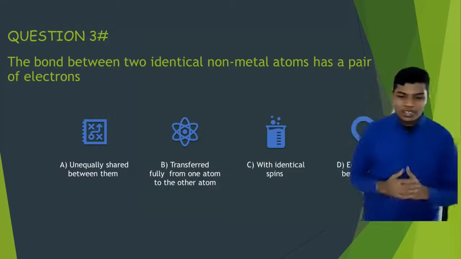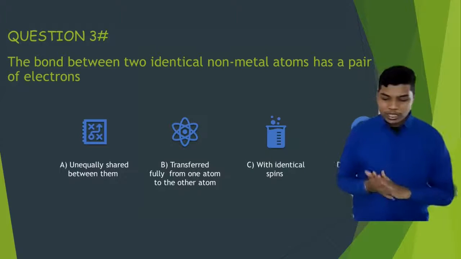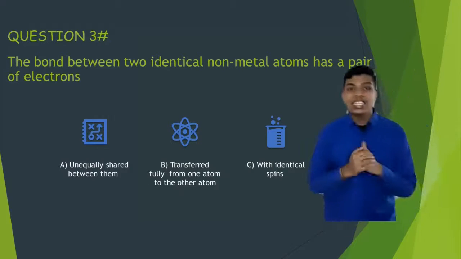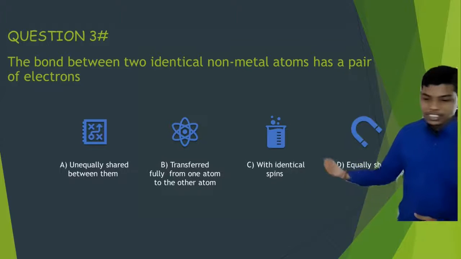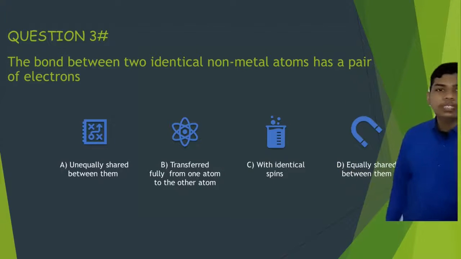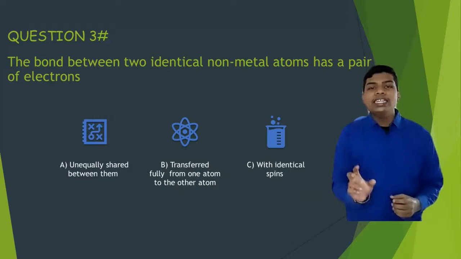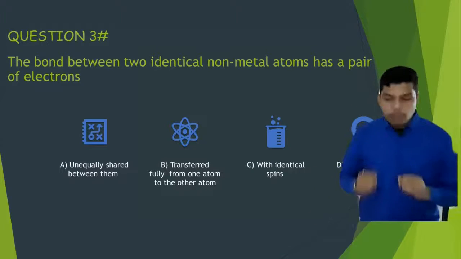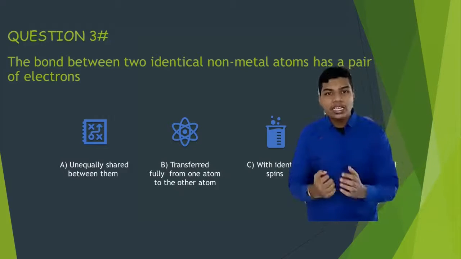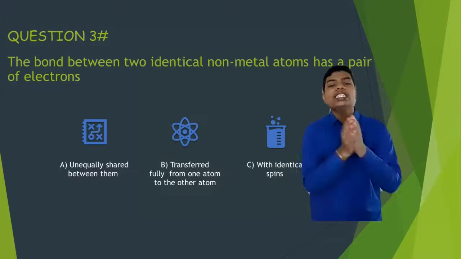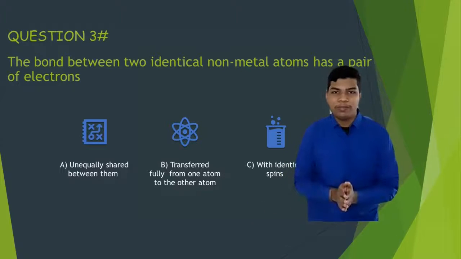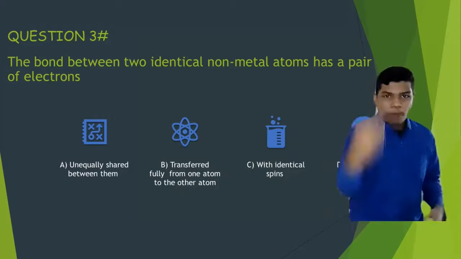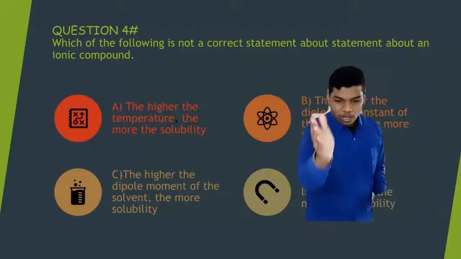What is the correct answer? The correct answer is, yes, it's D. Equally shared between them. Because two identical non-metal atoms always form a covalent bond, and in a covalent bond, it's equally shared between them. Okay, let's go to question number 4. Question number 4 is on your screen.